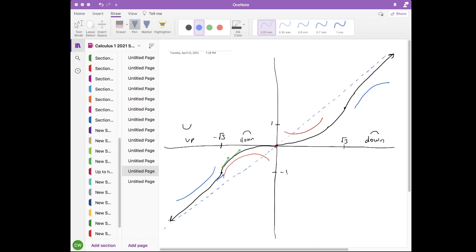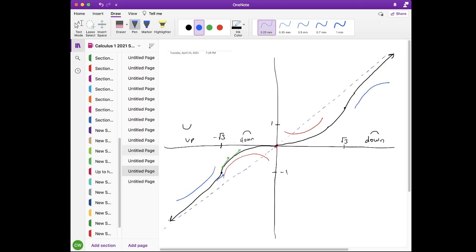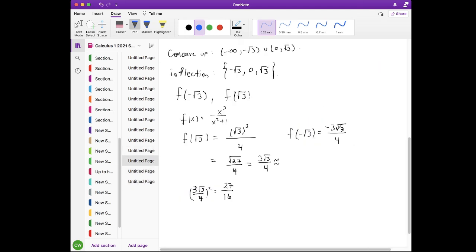Next time we're going to do one with trig and see how that plays a role. It's not much new today, but we've done the second derivative test, so it's just kind of applying all these tests that we went over last time. But we're going to do more next time.